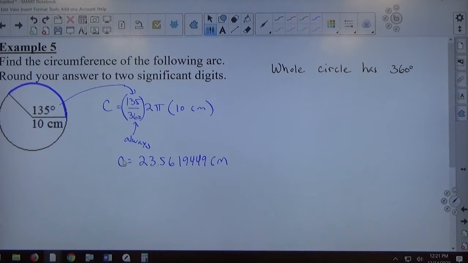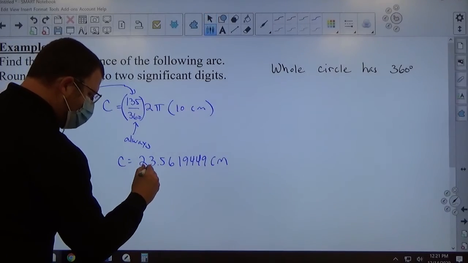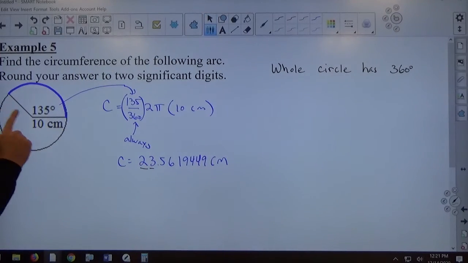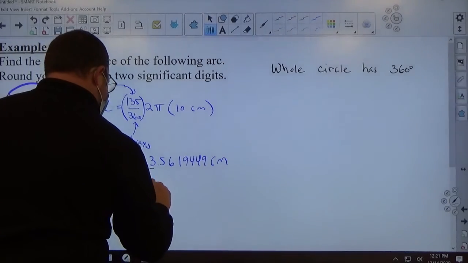Okay, it says round your answer to 2 significant digits. So if I go 2 digits, 23, right? But the next digit's a 5. So what do I do to the 3? Make it a 4. So the circumference of this thing will be 24 centimeters.